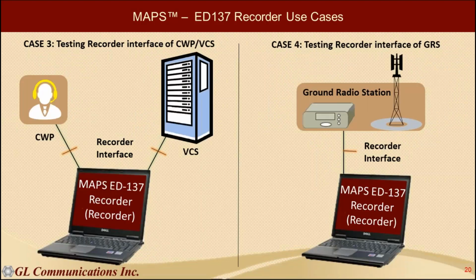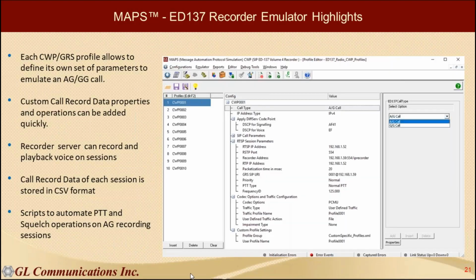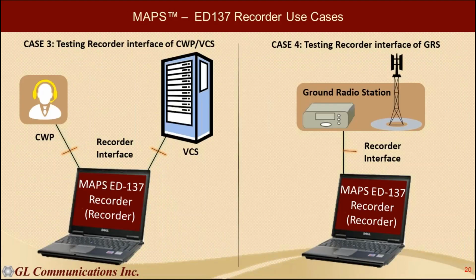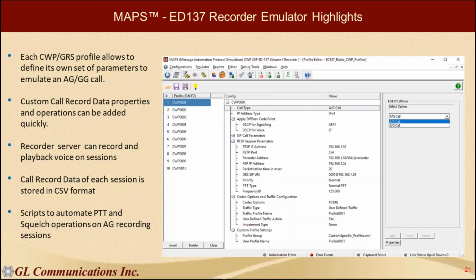So case 3 is about the CWP or VCS vendors who want to test the recorder interface by emulating a recorder. Similarly, case 4 is about the radio vendors who want to test the recorder interface by emulating a recorder. So this slide shows profile parameters for recorder interface at CWP.